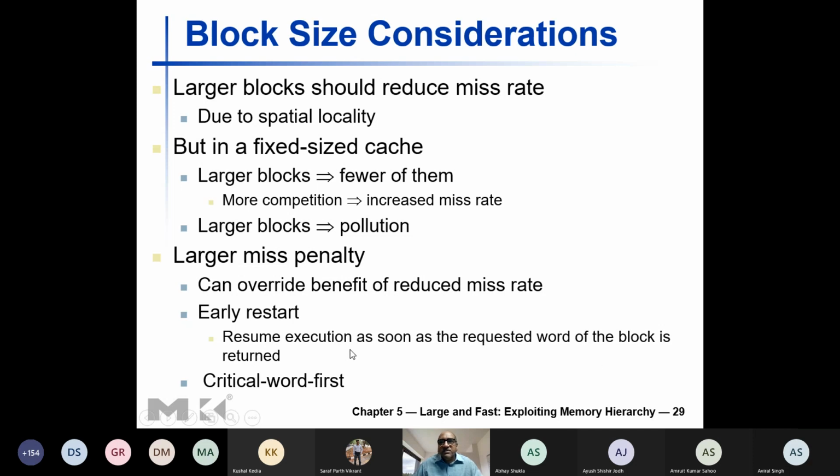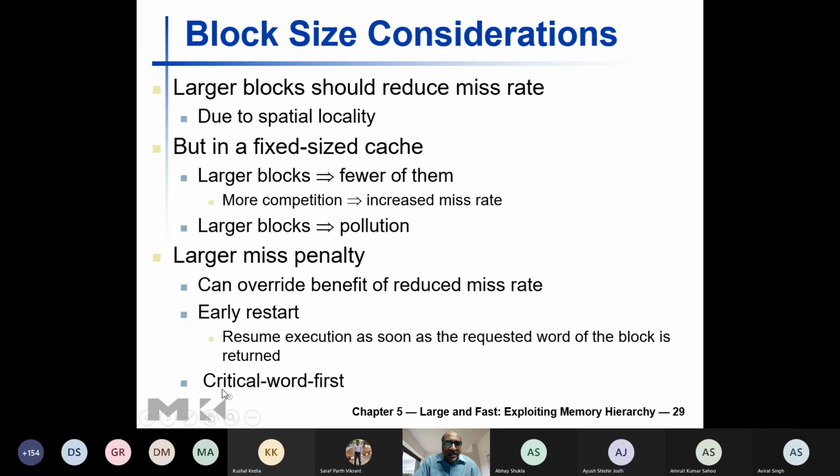For example, in the case of 16 words, your desired word is in the fifth position. When you are fetching the block, word by word or byte by byte, whenever you fetch the fifth word, you immediately pass that word to the CPU for its execution, and later you take care of the remaining word transfers. That is early restart.